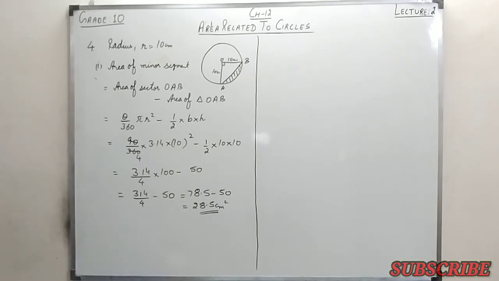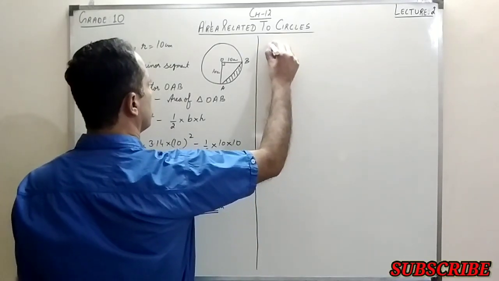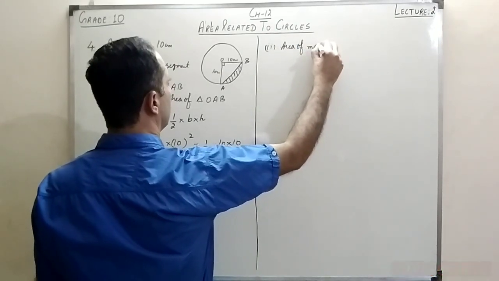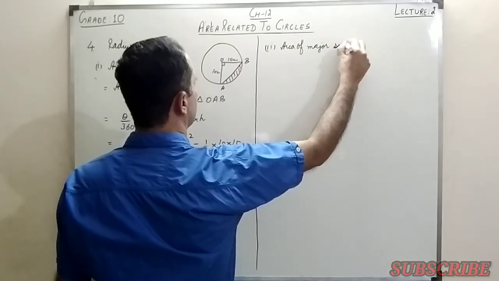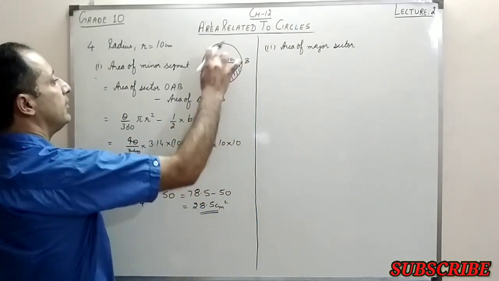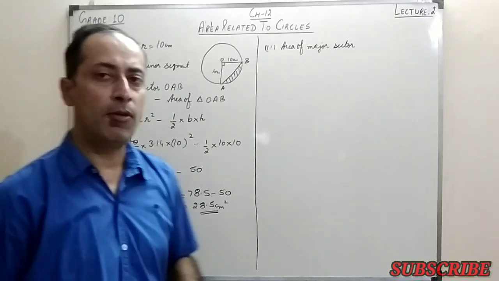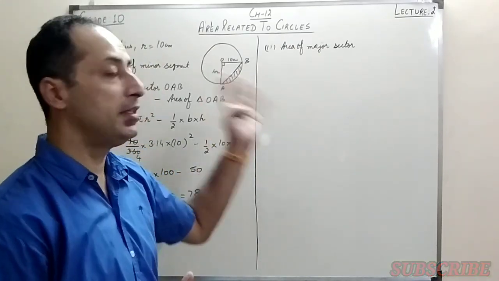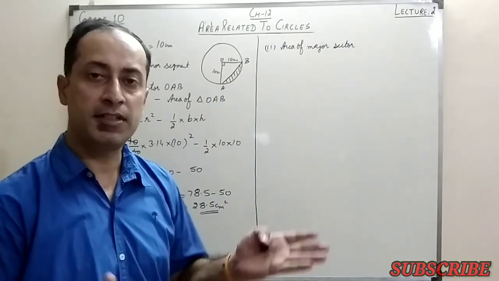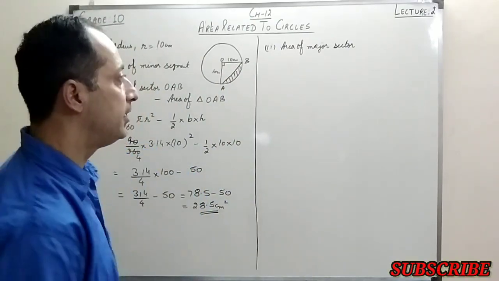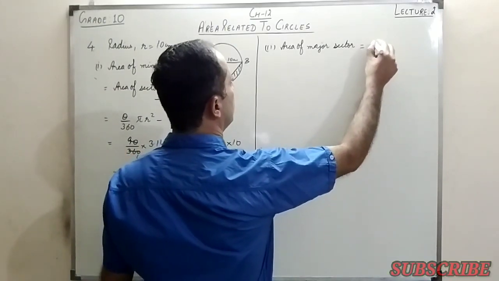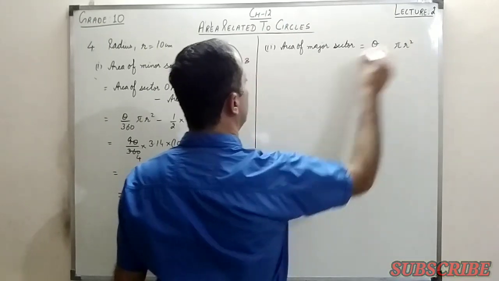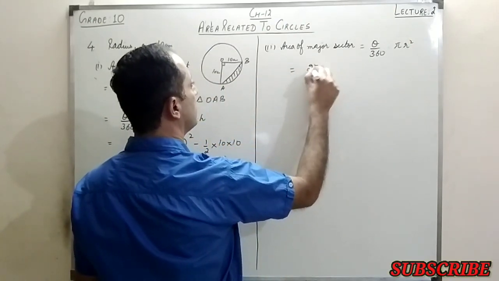In the second part, they ask the area of major sector. Now, this is the minor sector and this is the major sector. We know the angle formed in the minor sector is of 90 degree. It means the angle that will be formed in the major sector will be 360 minus 90, that is 270 degree. So formula will remain same, that is theta by 360 into pi r square. Just the value of the angle changes, nothing else.